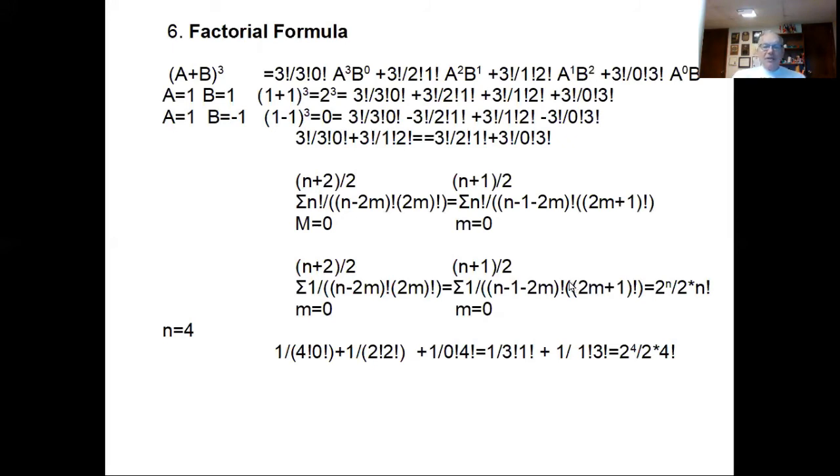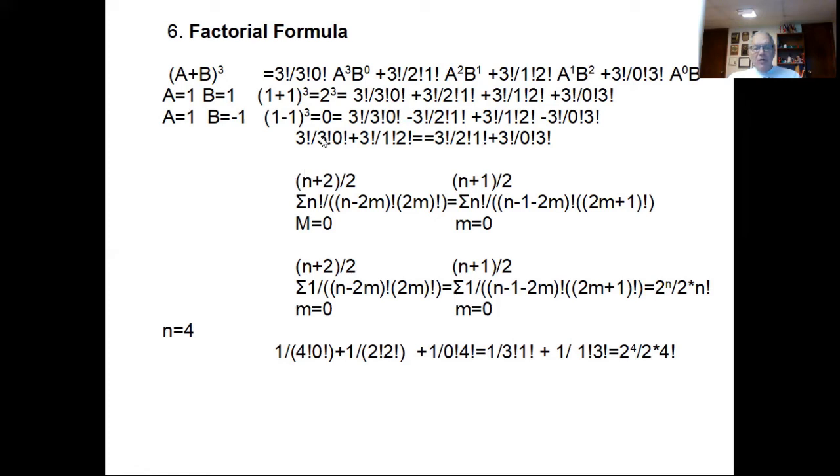Now, once we have this formula, we could put 1 in for A and B. And if we did that, we get this particular factorial formula. We could also put -1 in for B, and we get the same thing with alternating signs. And because we know this is equal to 0, this must be equal to that.